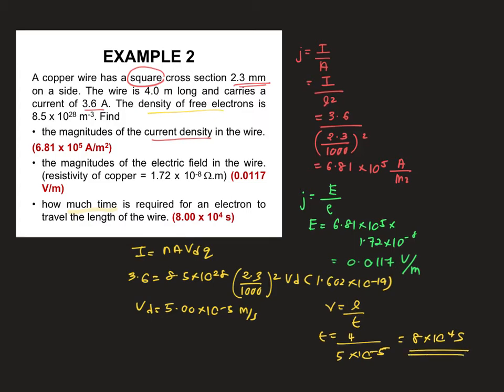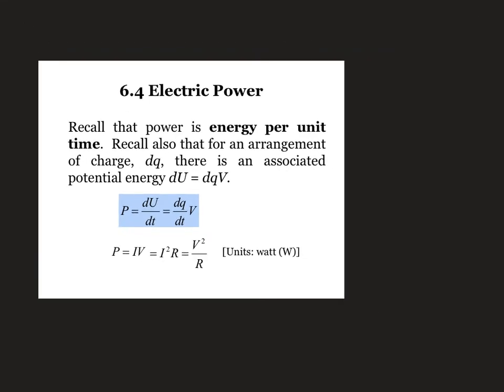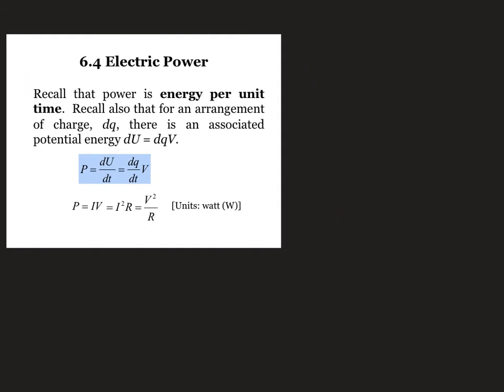We are going to talk about the last part, which is electric power. You need to understand that power is basically how much energy has been transformed to another form of energy. Because we talk about the resistor, we know that the resistor is going to convert electrical energy into heat or thermal energy.